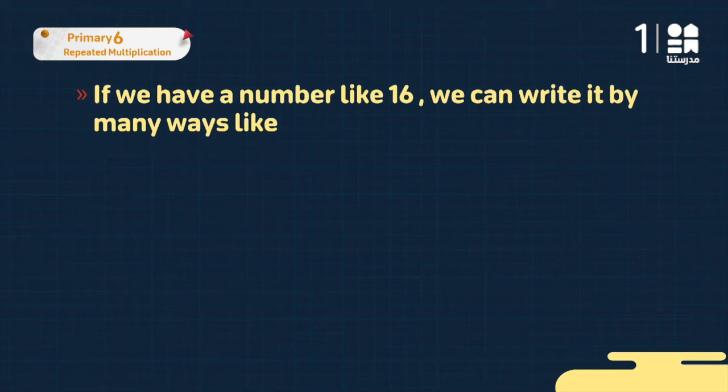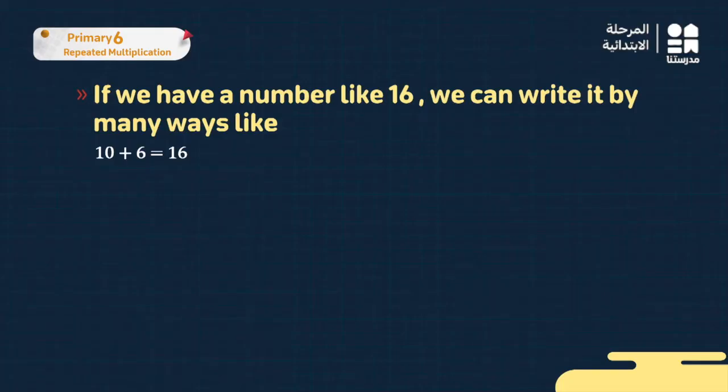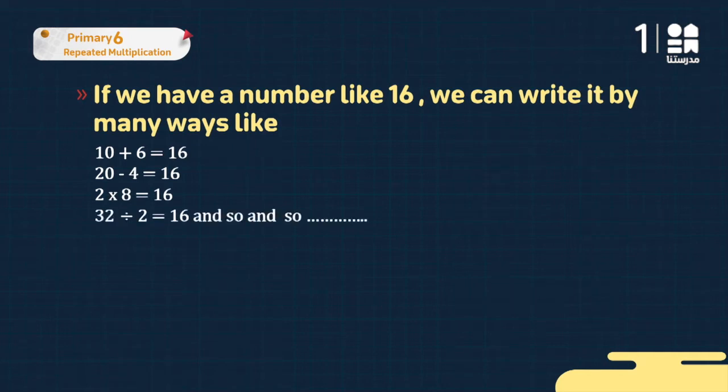If I have a number like 16, we can write it in many different ways. I can make 10 plus 6, which gives me 16. Also, I can make 20 minus 4 equals 16. 2 times 8 equals 16. I have 32 divided by 2 equals 16, and so on. So I can write 16 in many different ways.